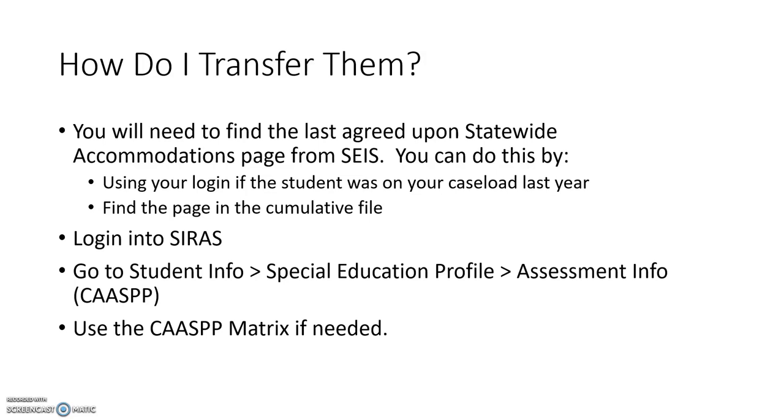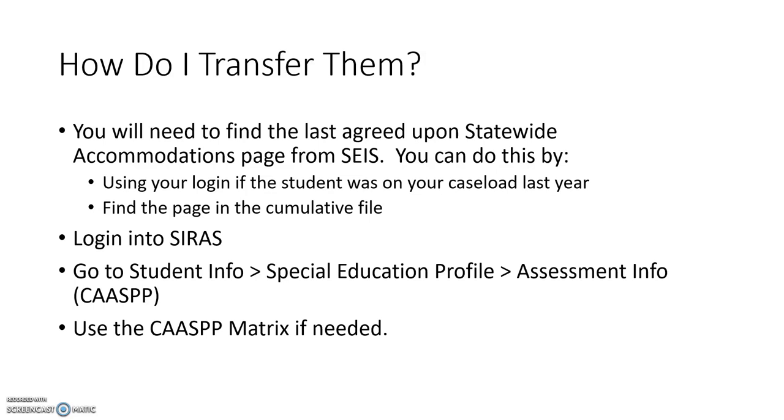Once that's printed out, you can go ahead and enter that into SIRAS. If you can't access the student in SACE, you may want to look in the cumulative file for that paper. If you cannot find any of those, please talk to your coordinator and we'll work on hunting that down.